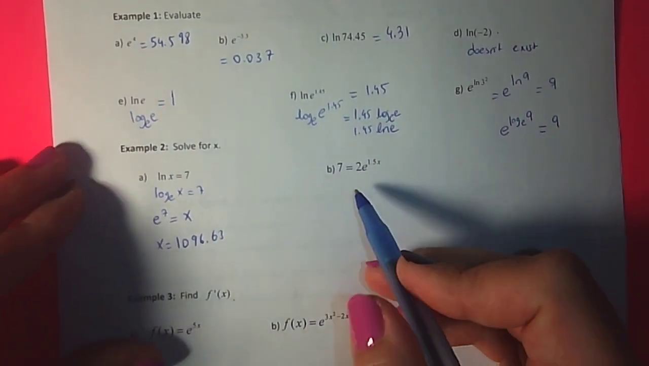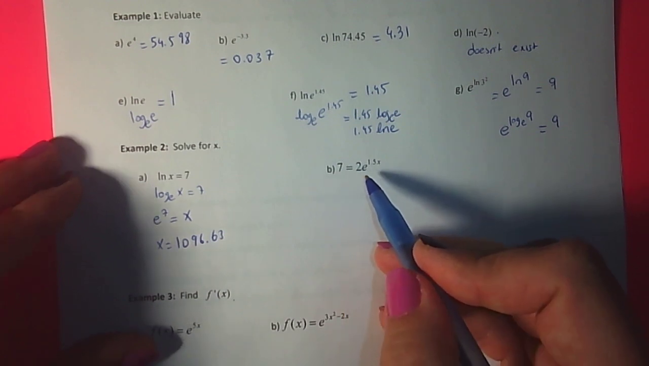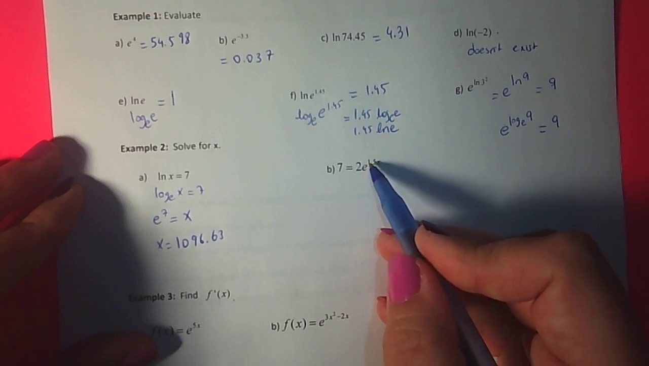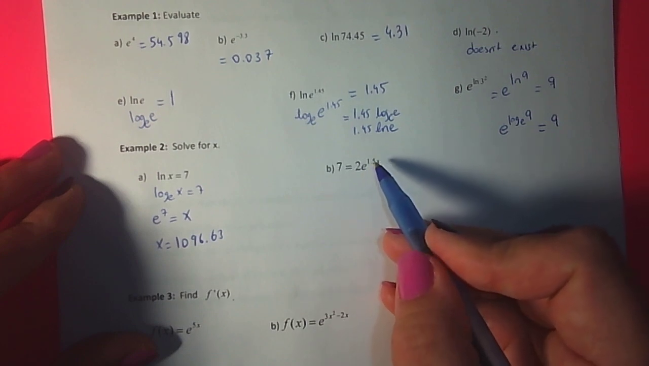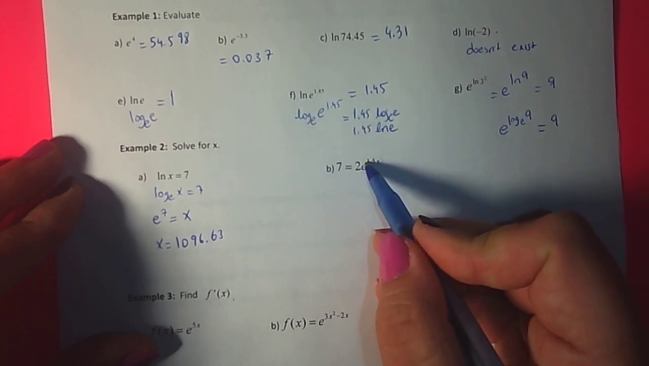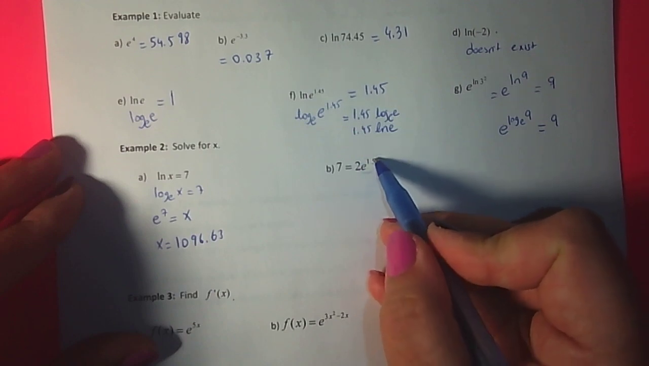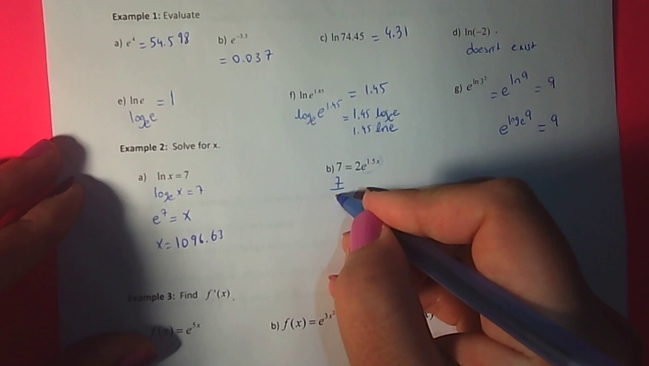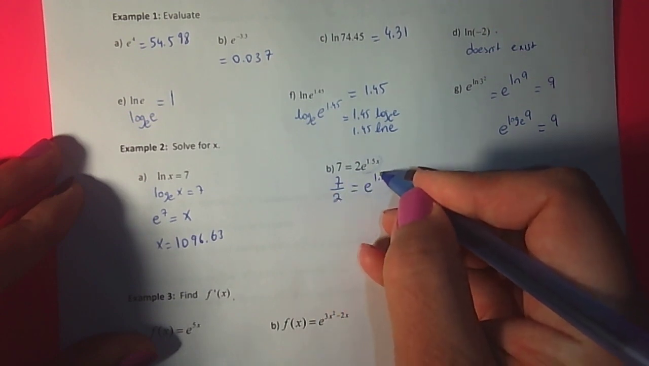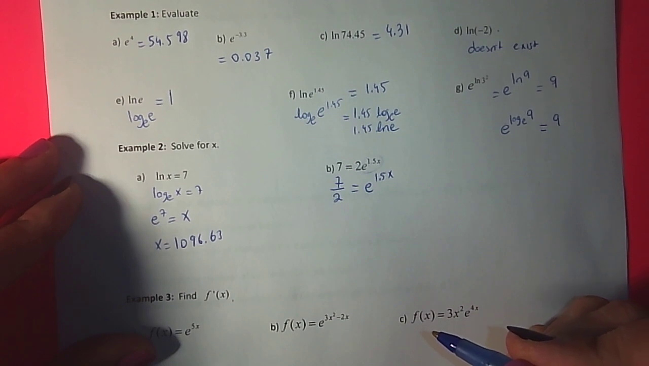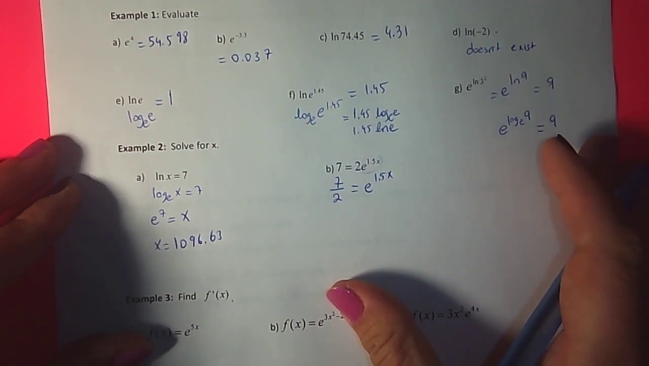Okay, so we have another one. We are going to solve for x. 7 equals 2 times e to the power of 1.5x. Before solving this, you need to isolate the exponential piece here. That exponential piece is multiplied by 2, so you need to get rid of 2 first, divide both sides by 2. Then you can take the log of both sides. That's what we did in advanced functions.